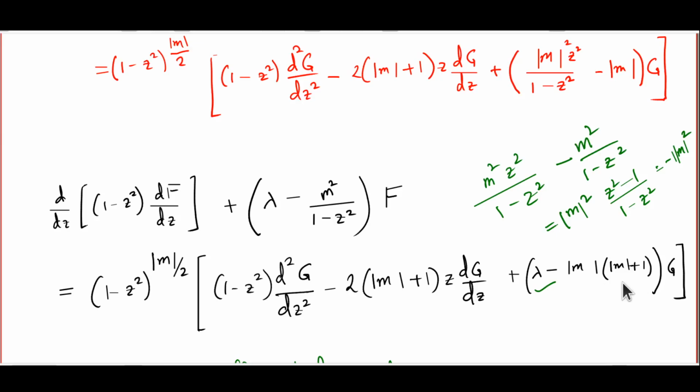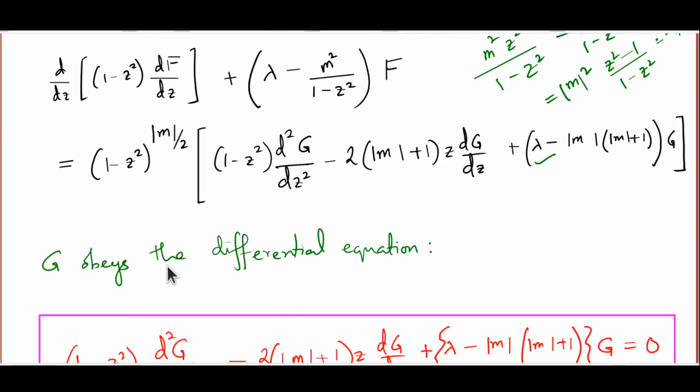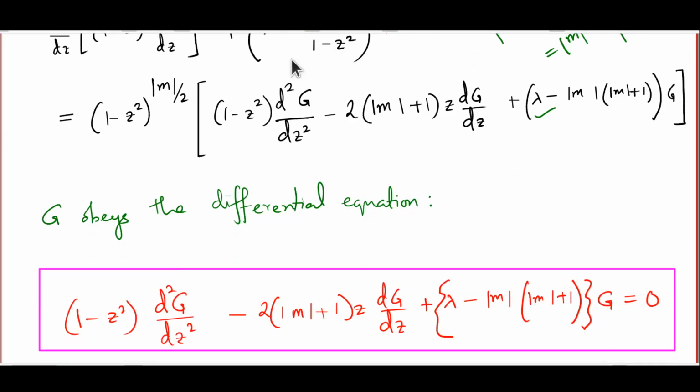Now, the associated Legendre equation is that this left hand side is 0. And since 1 minus z squared to the mod m by 2 is not 0, the associated Legendre equation becomes this equation for g. This bracket has to vanish.